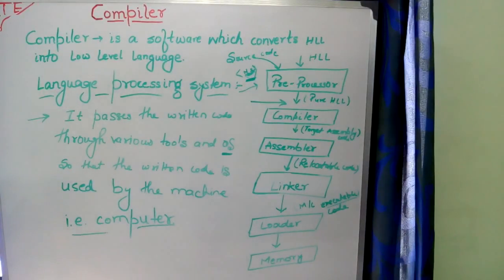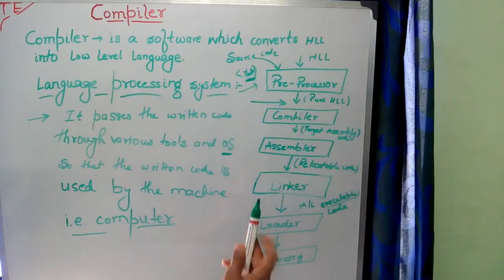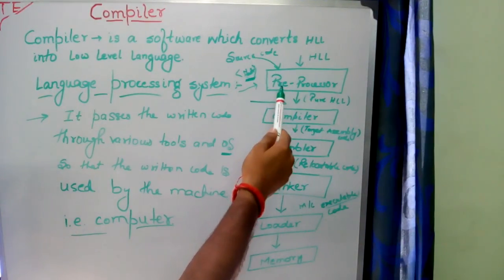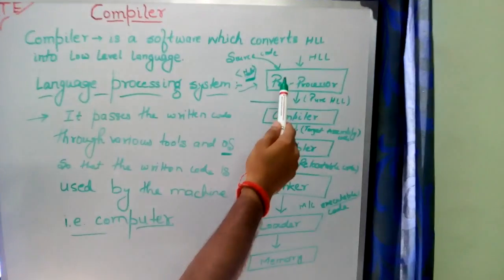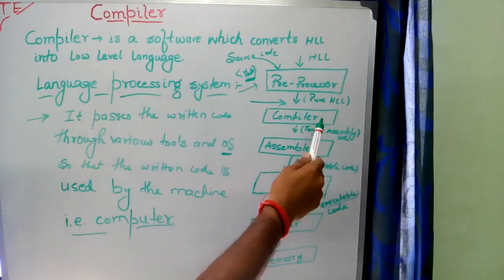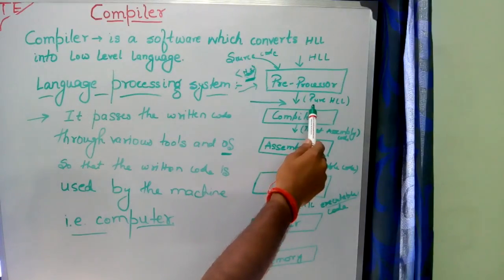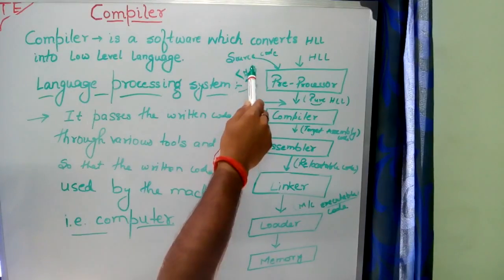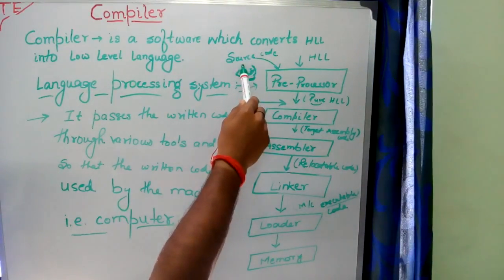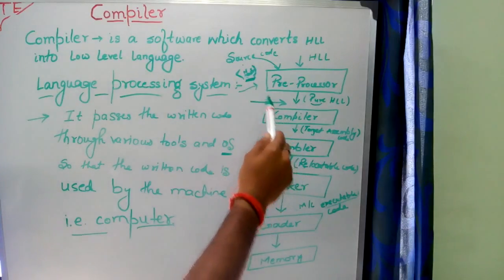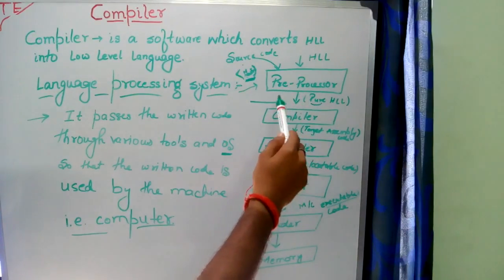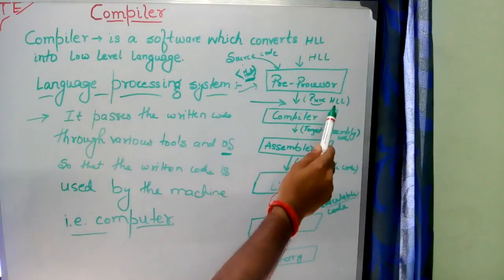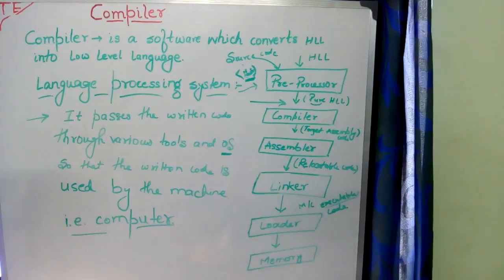Okay friends, continuing the previous video, we were discussing the preprocessor and what it does. It takes the source code, that is high level language, and converts it into a pure high level language. By pure, as I have already discussed, it will process these hash include stdio.h files, system files and all, and put them in the common area. Now this pure high level language will be passed to the compiler.